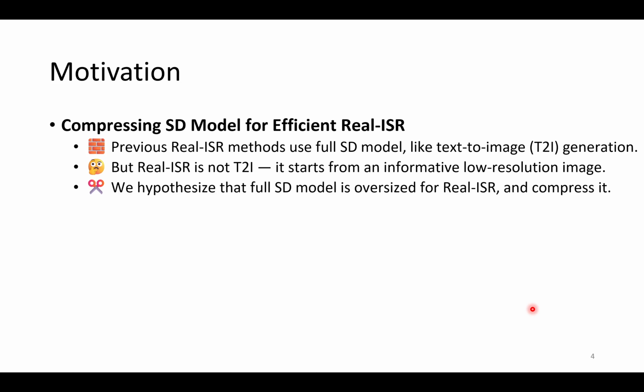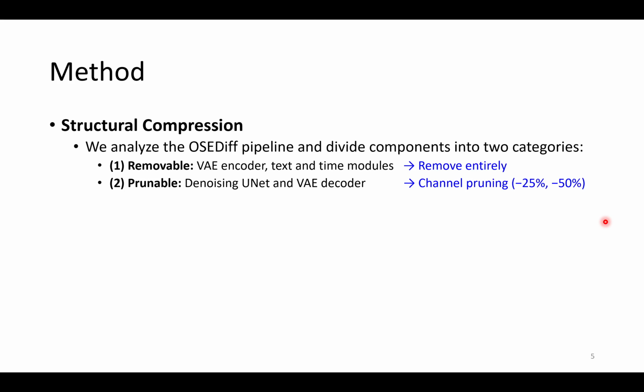This brings us to the core idea of our work. Unlike text-to-image generation, where the model needs to create all visual content from scratch, super resolution starts from a real, informative image. We believe that for real-world super resolution, much of the original diffusion structure might be unnecessary. So we made a hypothesis. If the input already contains rich visual content, we can remove some parts of the model and compress others while still maintaining high output quality. Our goal is to shrink the network structure, keep only the essential modules, and end up with a lightweight model that still performs well.